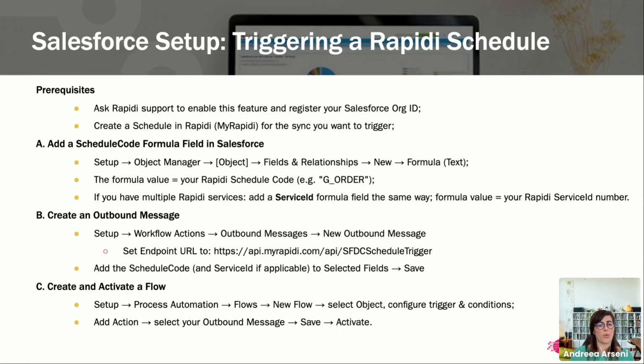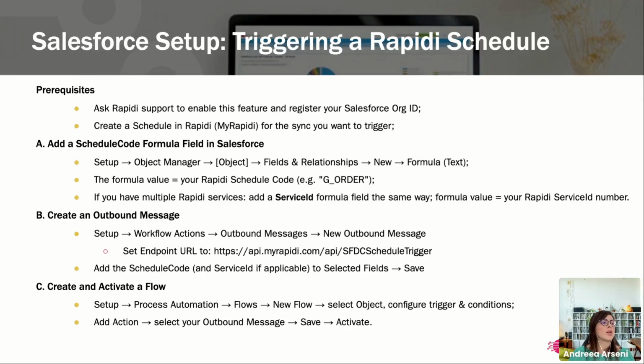That way, it will point to the right service. If it's a one-to-one, meaning a Salesforce org and then just a Rapidi service, that's fine. But if you have your Salesforce org and then 3 Rapidi services, then those will need to be listed as well. So you can still have formulas that would point the trigger to the right service, the same process as we have for the schedule code.